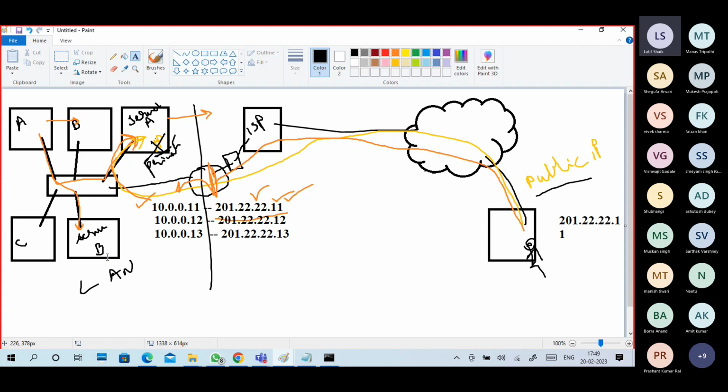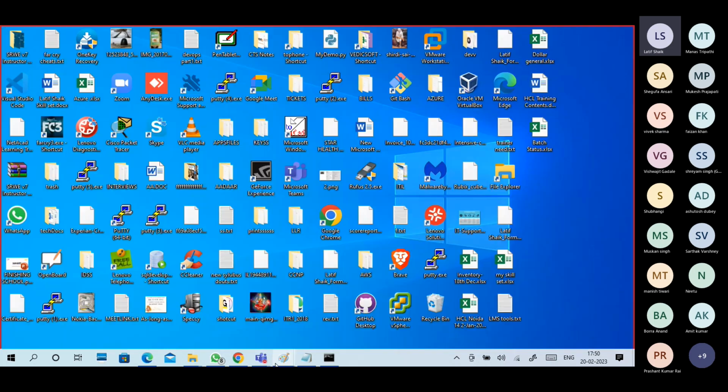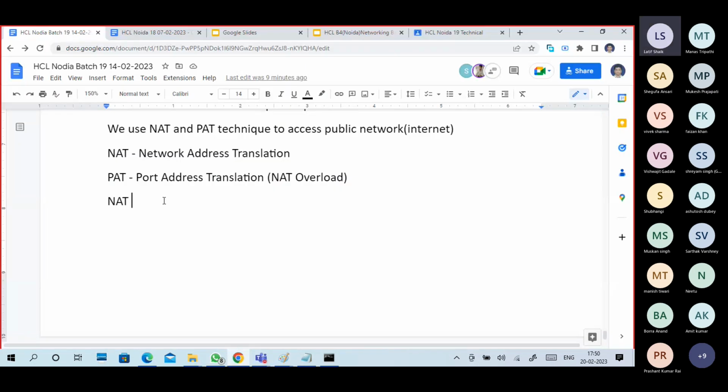Inside, with a private IP, you can communicate within the network. But when you want to communicate outside of the network, you need a public IP. To manage this, we use a technique called network address translation. What it will do is map inside, meaning your private IP addresses, to outside, meaning public IP.